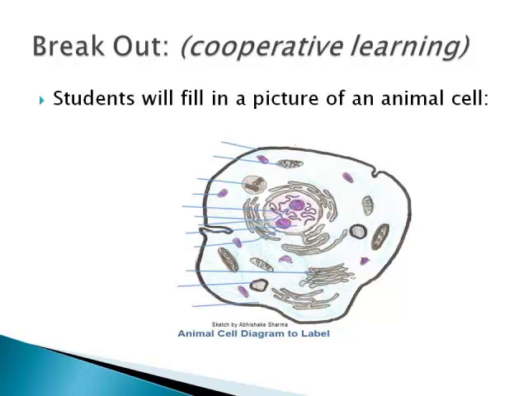Once I see that most of the groups have finished labeling their animal cell, I will then end the breakout session. And then once I end the breakout session, I'll have 2 of the groups present on their animal cell diagram that they have labeled. With the other students that have not had a chance to present, they will then check to see if they agree or disagree with the way that the animal cell was labeled.